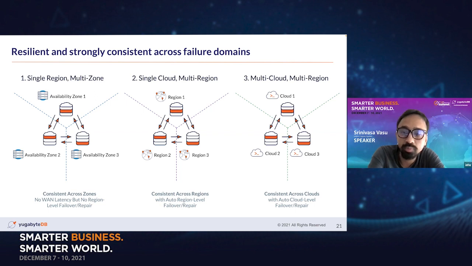So the zone could be your fault domain in the form of racks with dedicated networks, cooling systems attached to it, and so on and so forth, right? So the same thing applies to both public cloud as well as on-prem.